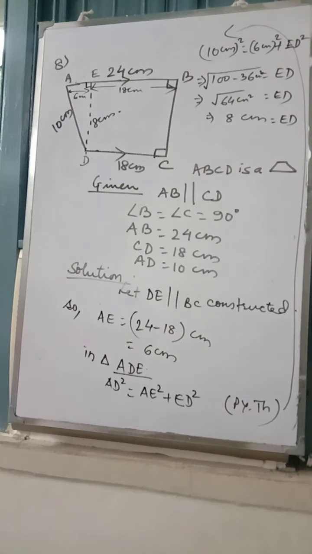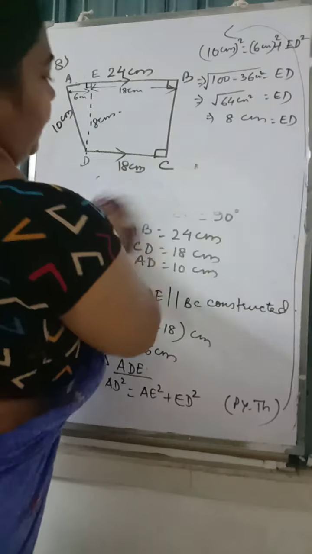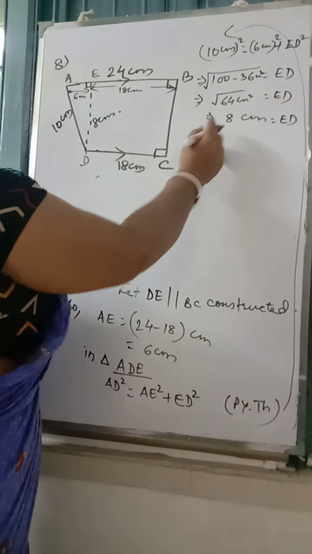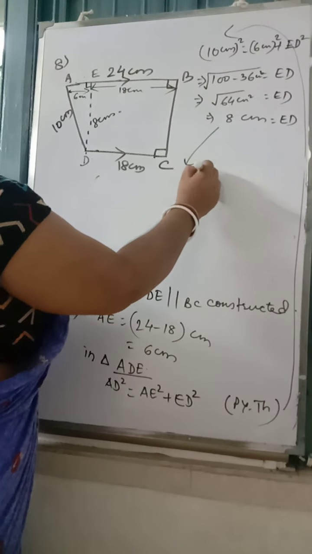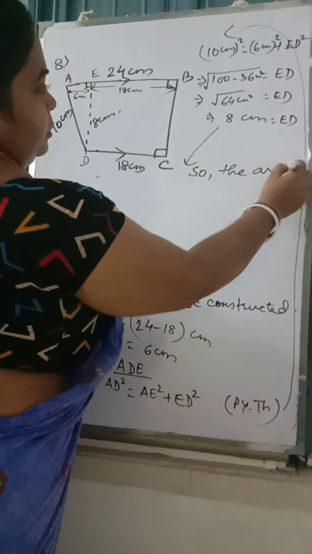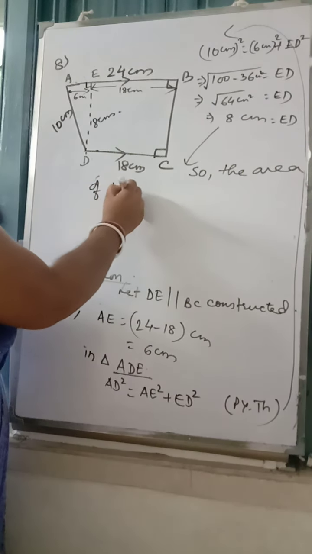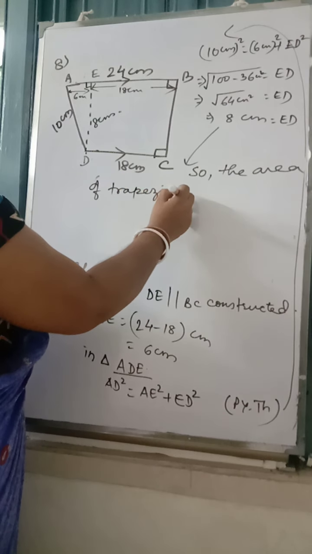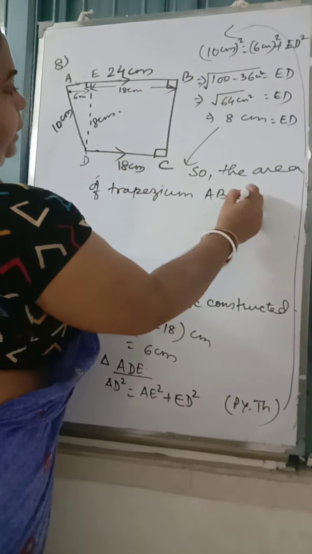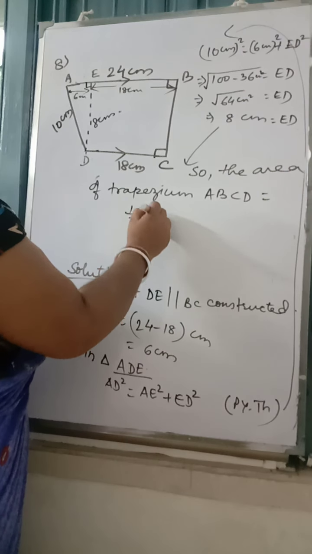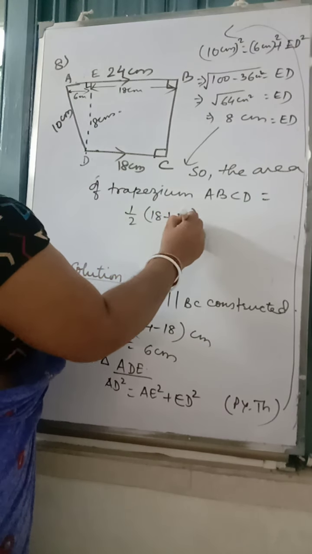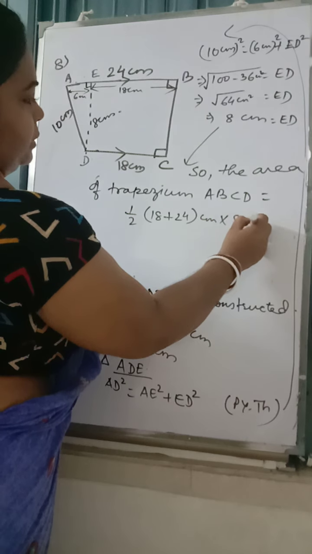Till now we have got only the height. Is it? Using Pythagoras theorem, we have got the height. Now we have to get the area of trapezium. So the area of trapezium ABCD is equal to half into sum of parallel sides into height.